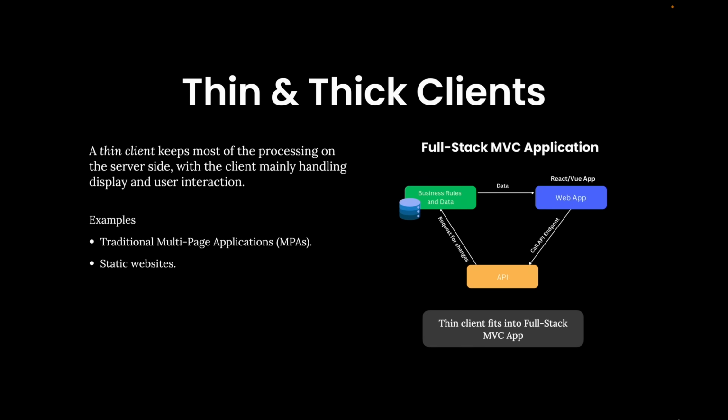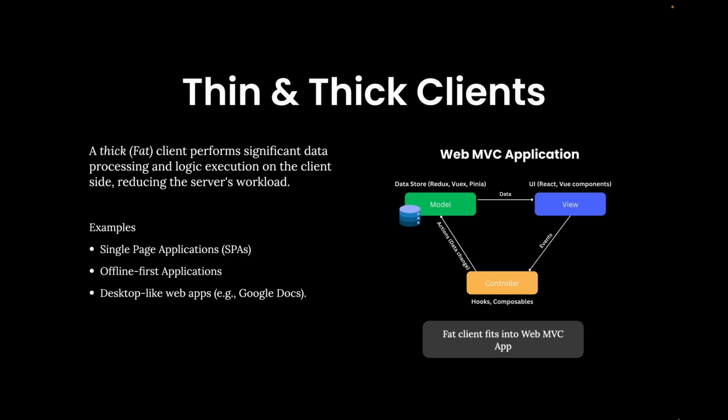On the other hand, we have a thick client, also called a fat client. A thick client performs a lot of logic on the client side, reducing the server workload. Most interactions don't require a full page reload. Instead, they are handled instantly on the client side, sometimes even offline. So the biggest difference between these two, a thin client is heavily dependent on the server, whereas a thick client can work more independently with less reliance on the backend.